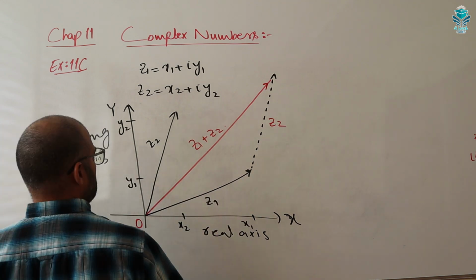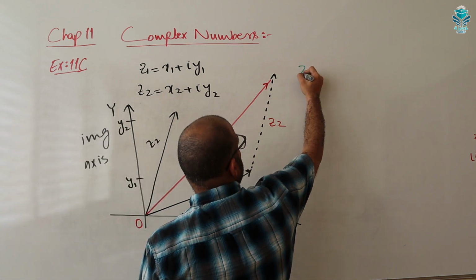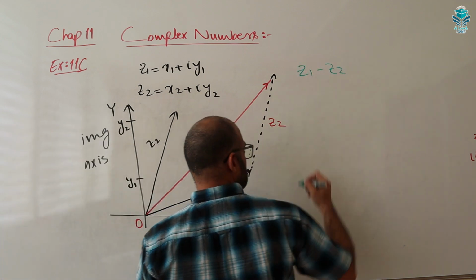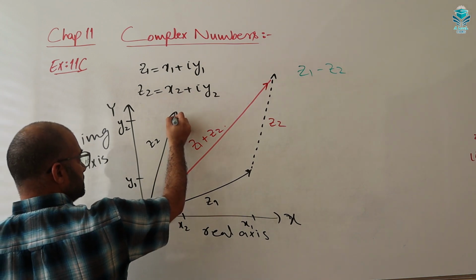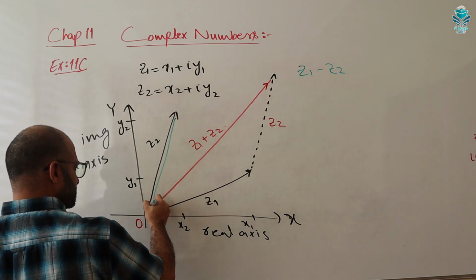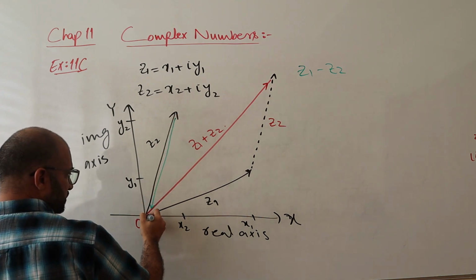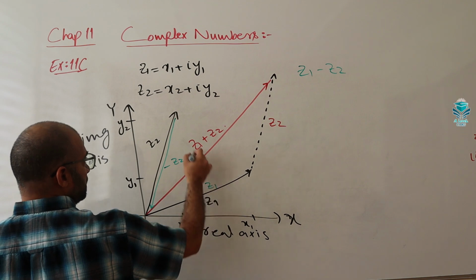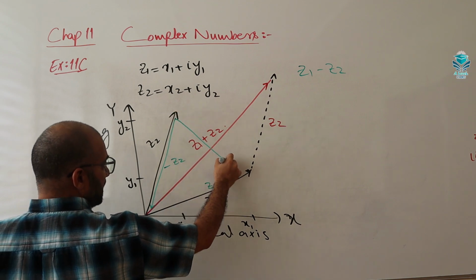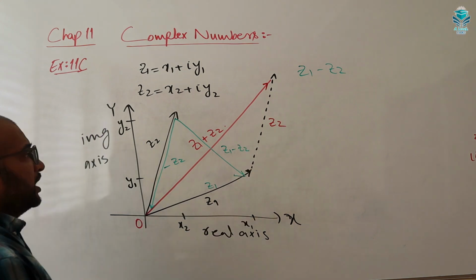Now we see the subtraction. Let's say I am interested in finding the subtraction Z1 minus Z2. So what will be its geometrical illustration? For Z2 with the negative, we will change the sign, it will be here. So you can see that from this point is minus Z2 and this is Z1, so you will have the complex number Z1 minus Z2. Understand?